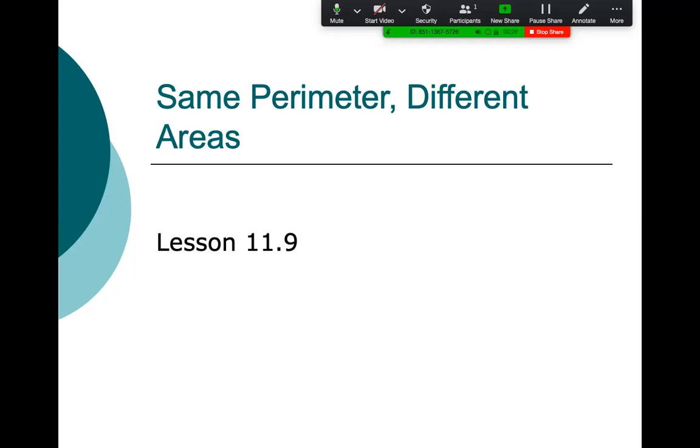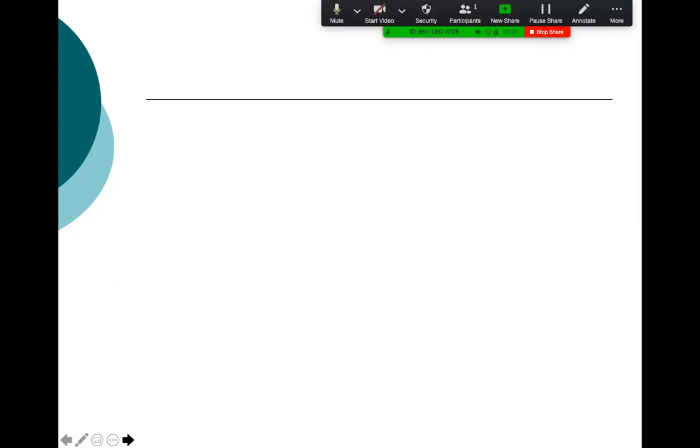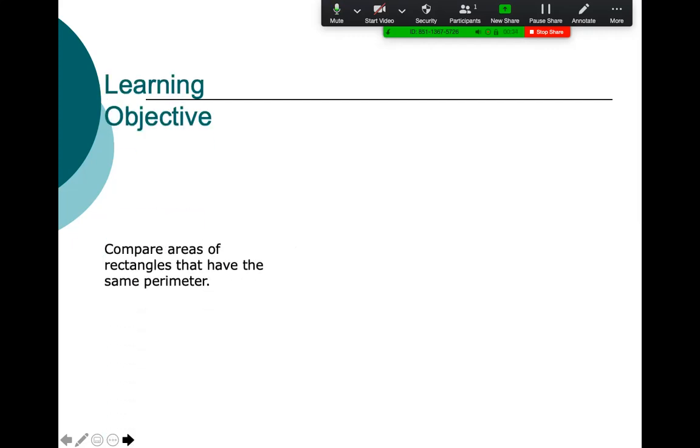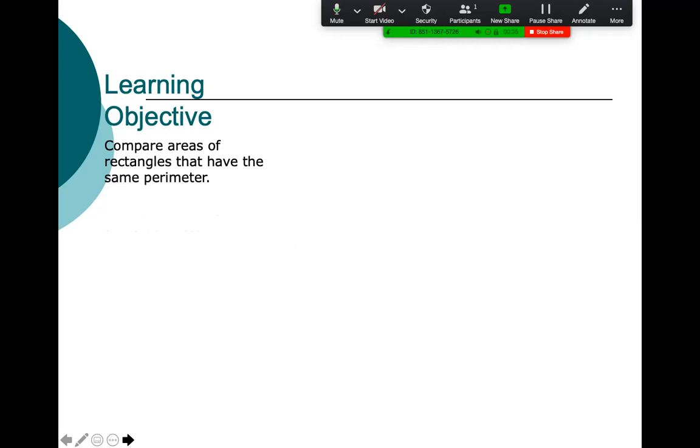Today we have a new math lesson with the title Same Perimeter, Different Areas. It is lesson 11.9. By the end of this lesson, you will be able to compare areas of rectangles that have the same perimeter.